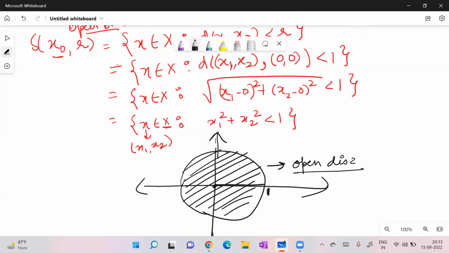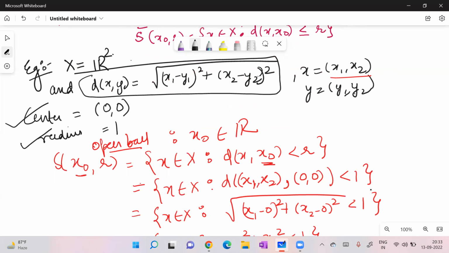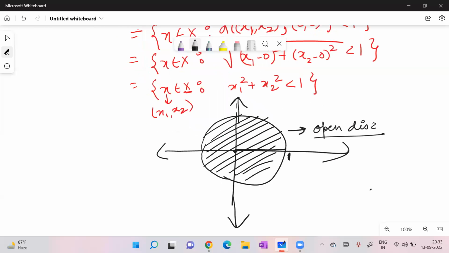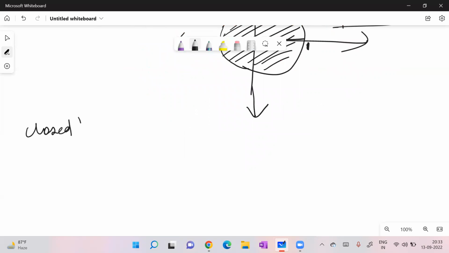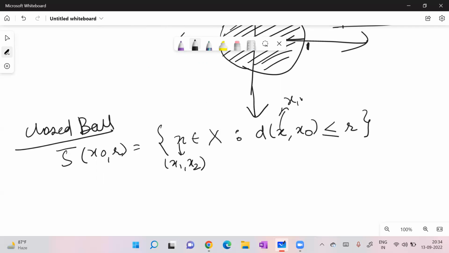Okay, so this is an example of an open ball defined on this metric, with center at (0, 0) and radius 1. In the same metric, we can also define the closed ball. The closed ball S bar(x naught, R) is the set of all x belonging to X, where x is (x1, x2), such that the distance between x and x naught is less than or equal to R. Again, x here is (x1, x2), and x naught is the center, that is (0, 0).